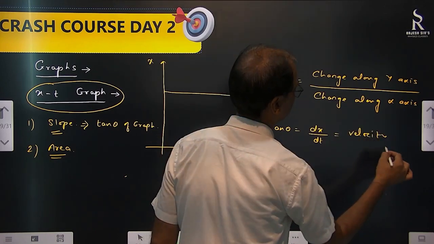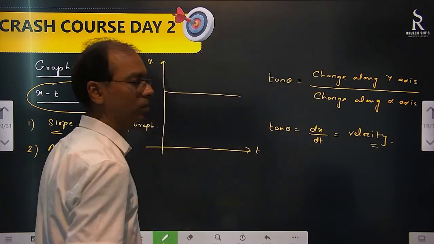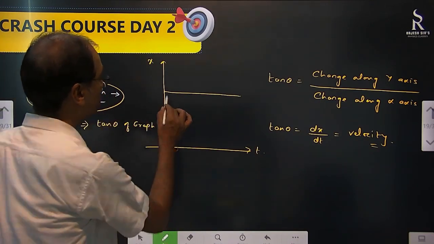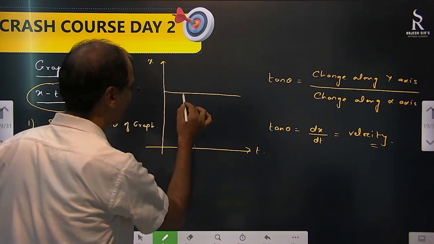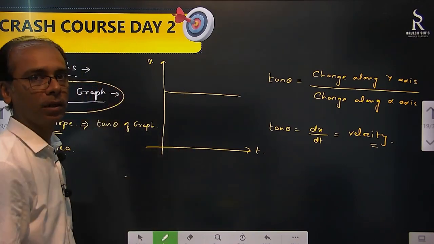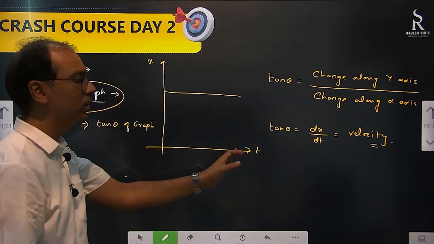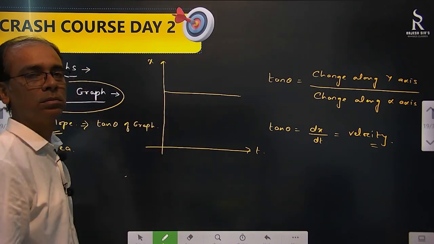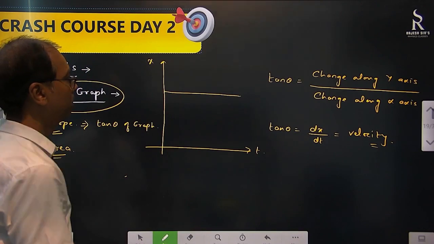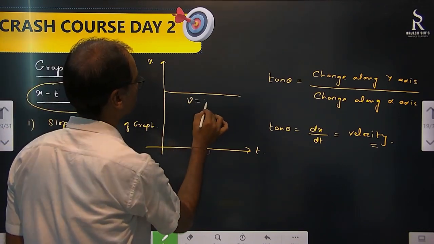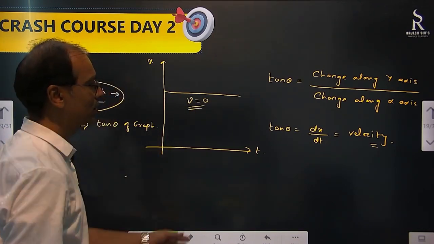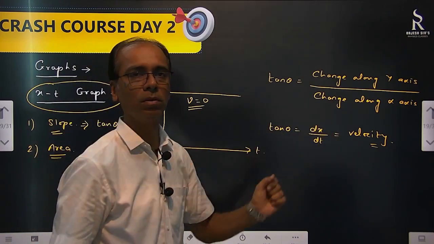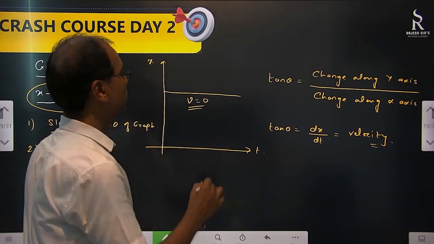Now let's try and understand the graph that I have shown you. Here, what is the slope now? Slope means the angle this is making with the x-axis. Theta means the angle this is making with the x-axis. So the angle is 0. They are parallel. Parallel means v is 0. v is 0 how? Because theta is 0, so tan theta is 0. Tan theta is 0 means velocity is 0. v is 0. That means it is at rest.